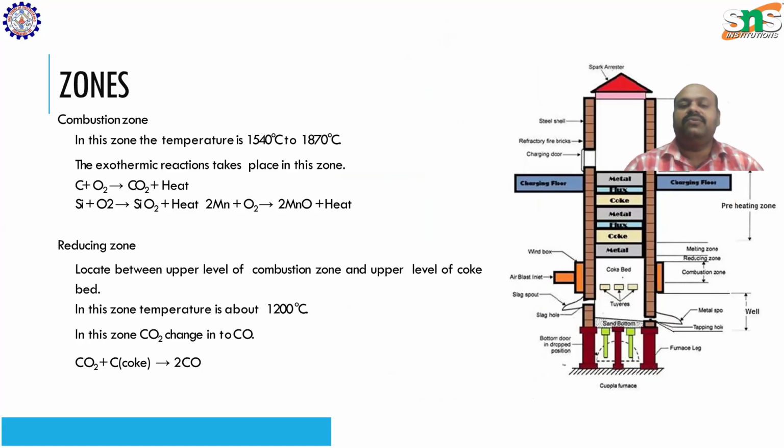And the reduction zone is located between the upper level of the combustion zone and the upper level of the coke bed. In this zone, the temperature is around 1200 degrees centigrade. In this zone, carbon dioxide changes into carbon monoxide by combining with coke.